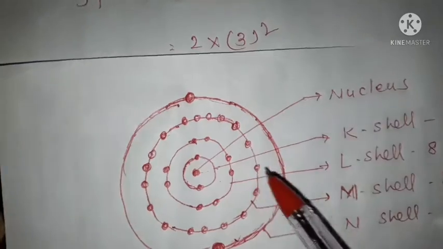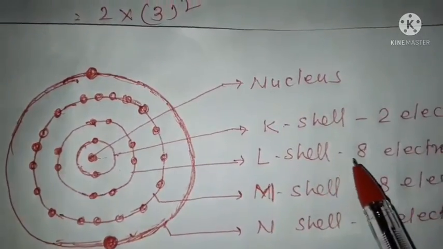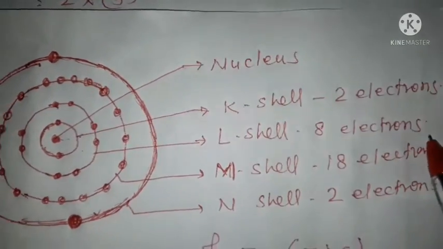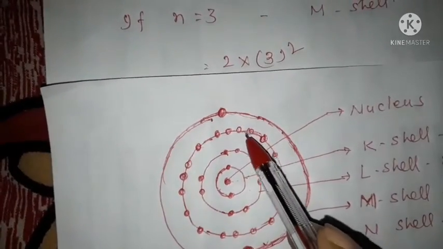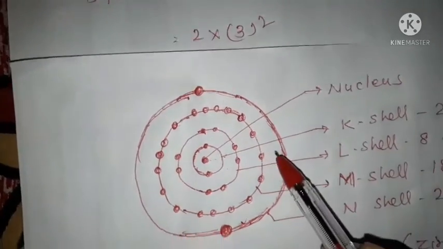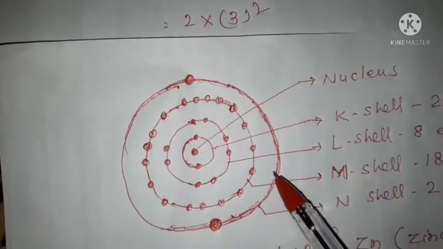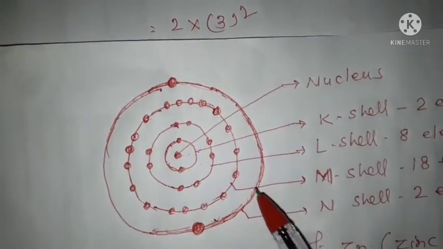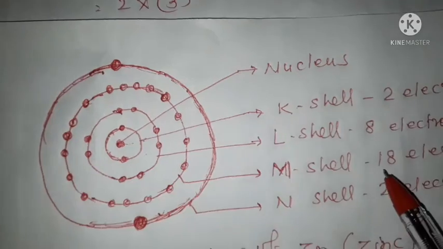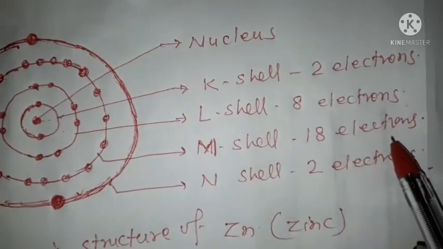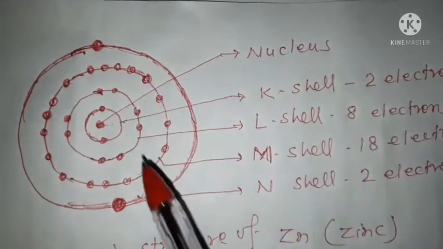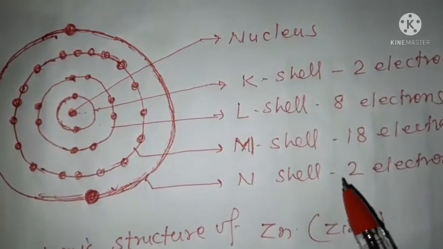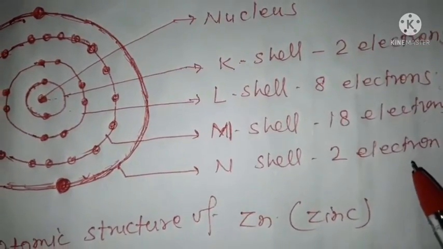and after that second cell, that means L cells, that contains 8 electrons, and now after that M cells, that is the third innermost cells, it is known as the M cells, it contains 18 electrons. Now fourth cell is N cell, in which 2 electrons are present.